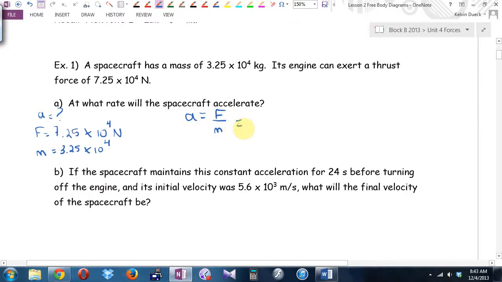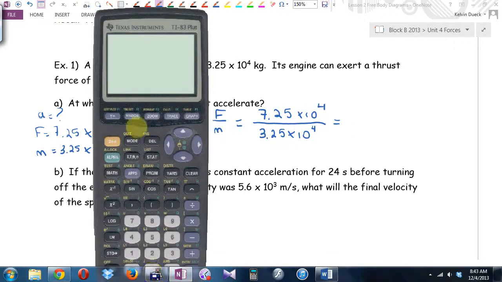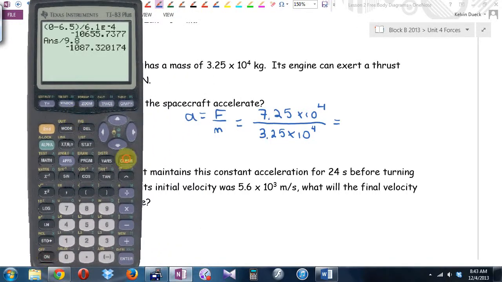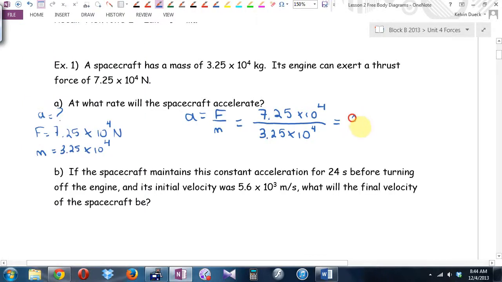So the acceleration of this spacecraft is going to be 7.25 times 10 to the 4th newtons all over 3.25 times 10 to the 4th. Again, this is a chance for you to find or recall where your scientific notation button is. This is the time to get out your calculator and try this yourself, all of you. So on your calculator, what is this? You get 2.23, and I think I'm going to 3 sig figs here, so 2.23 meters per second squared. Not a very big acceleration. 1 g is 9.8, so this is about a quarter of a g, roughly.